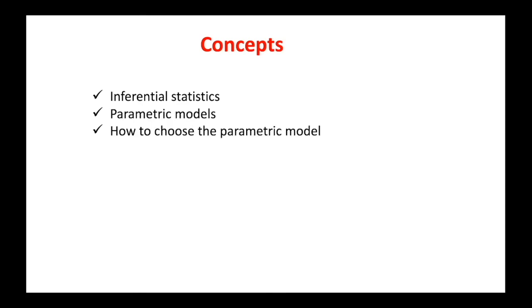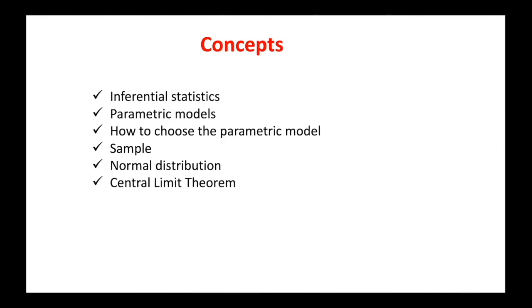That was the last topic for this video. So let us quickly recap the concepts we have learned today. We have introduced the idea of inferential statistics. We have defined what a parametric model is. We have seen how we can find a parametric model for our event. We have formalized the notion of sample, introduced the normal distribution, and finally we have seen the central limit theorem.